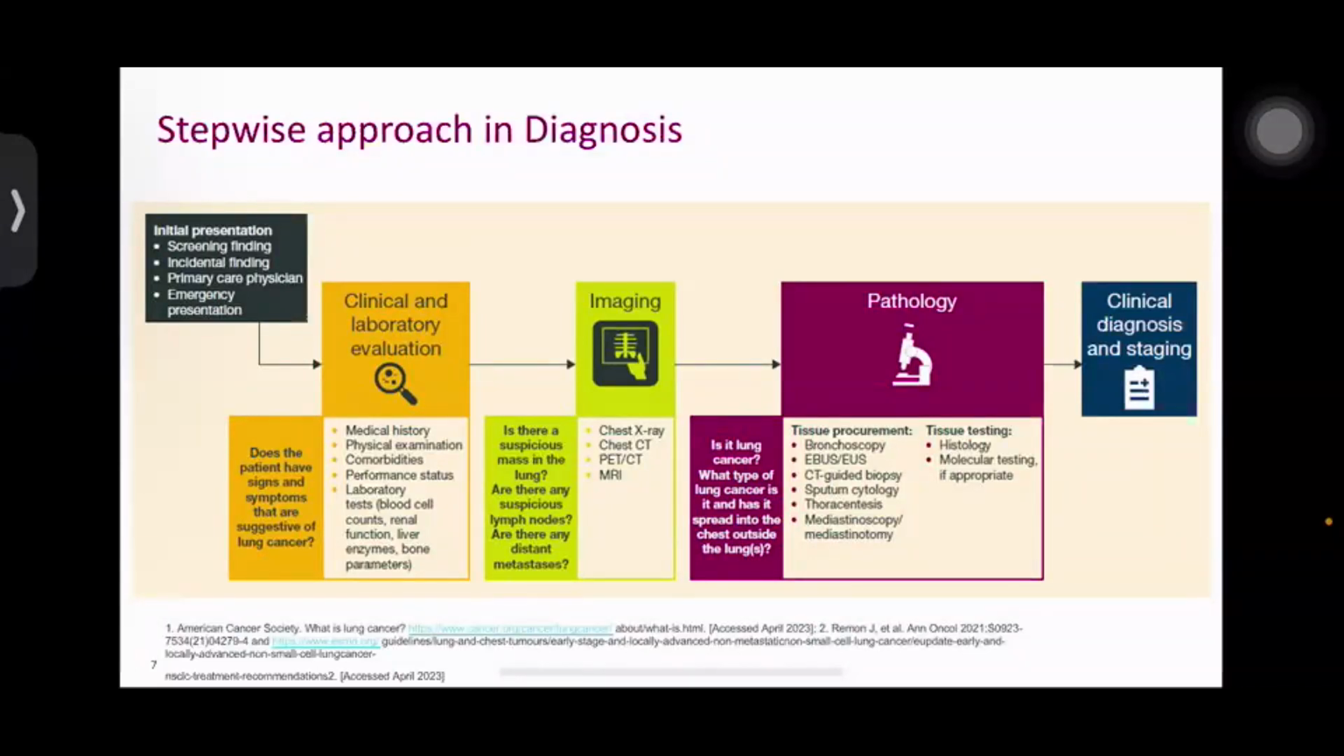Then coming to pathology, tissue procurement is challenging in some cases. It can be done by bronchoscopy, EBUS, CT-guided biopsy, sputum cytology, thoracocentesis, or mediastinoscopy, with tissue testing for histology and molecular testing. Then finally, the clinical diagnosis and staging.